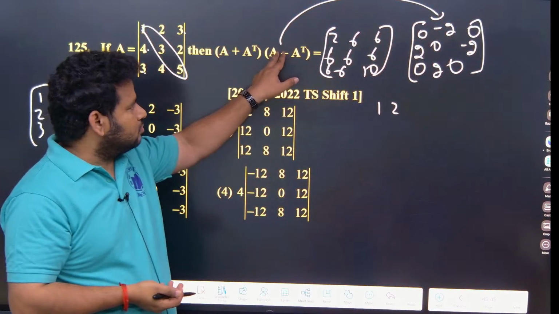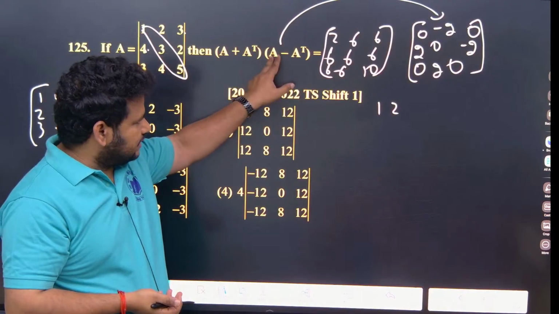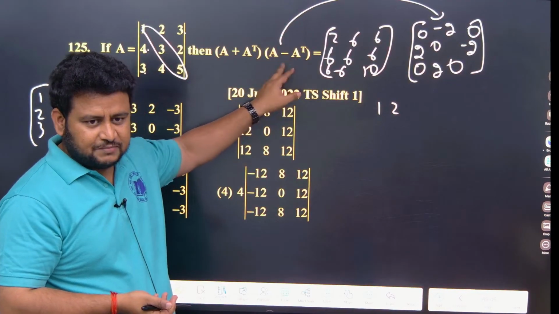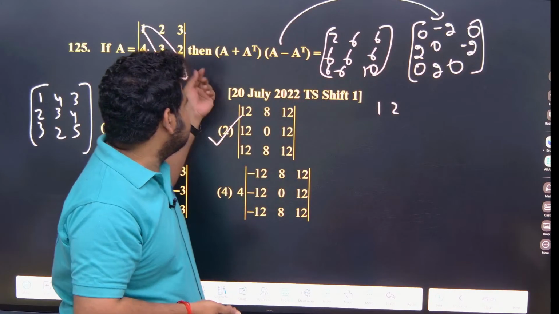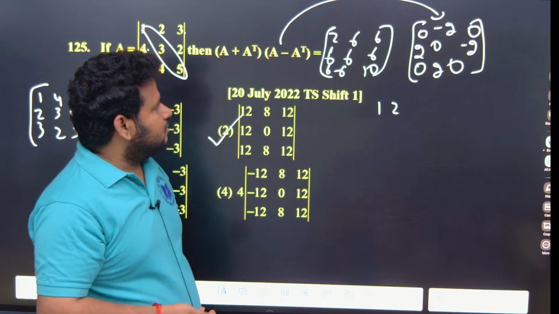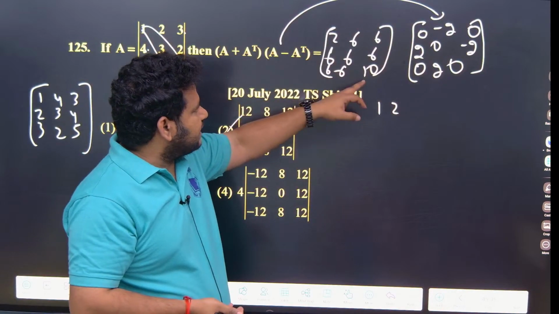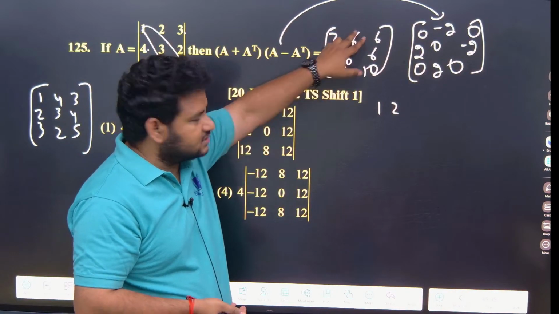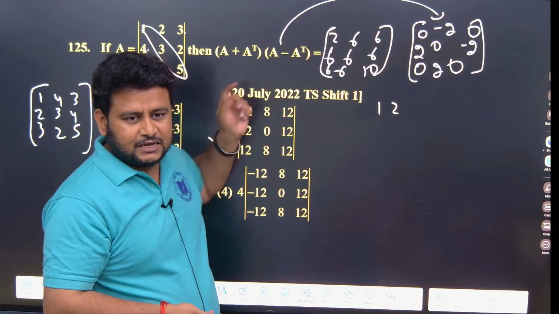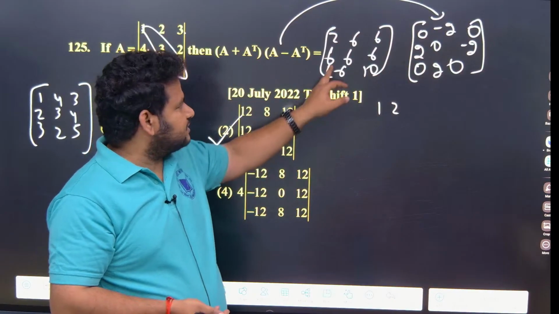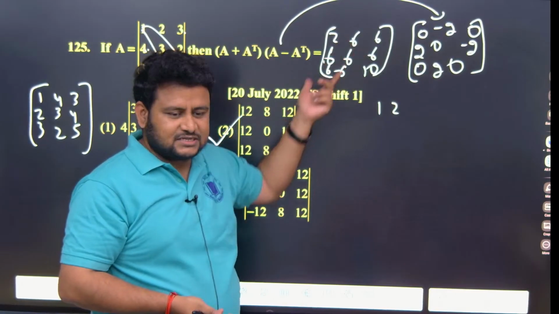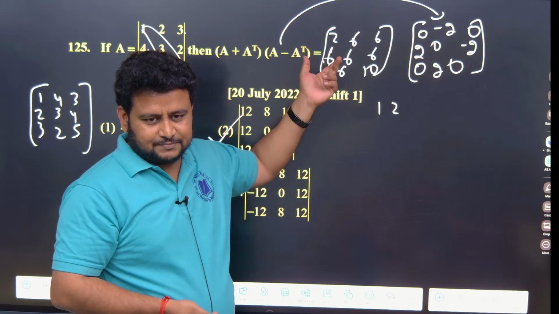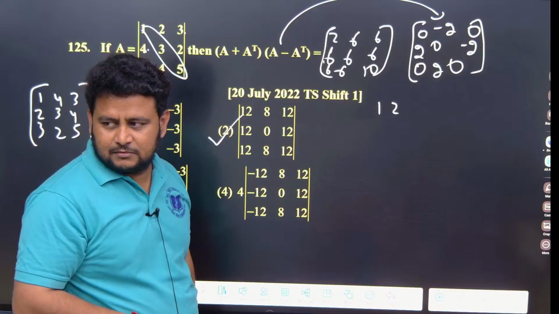But this you should know. Don't do A and A minus A transpose separately; A minus A transpose you should be able to write directly. This is a skew symmetric matrix. A plus A transpose is a symmetric matrix. See here, the diagonal elements are 6, 6, 6. Here also 6, 6, 6. Apart from the diagonal elements, the corresponding elements are the same. Clear? Okay.